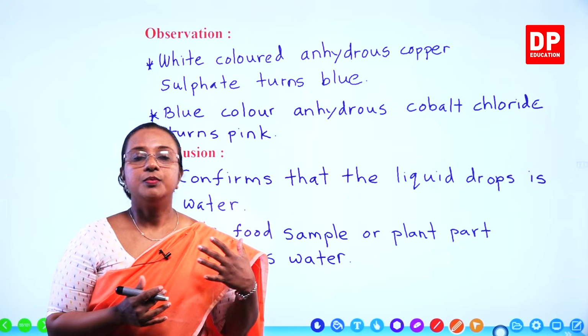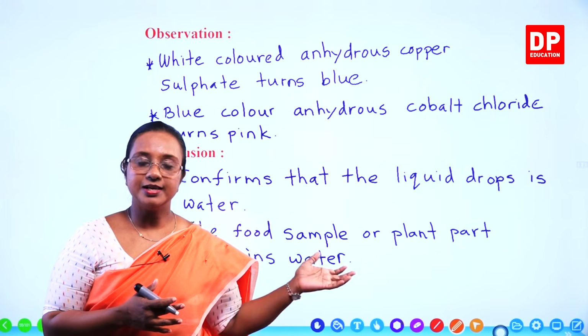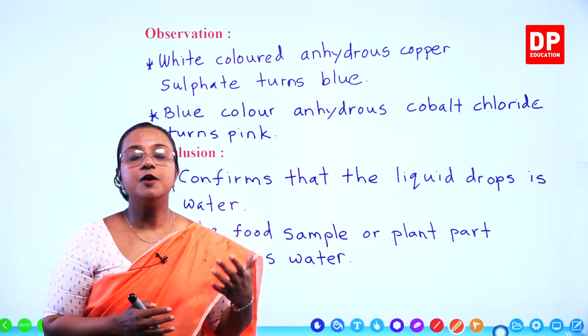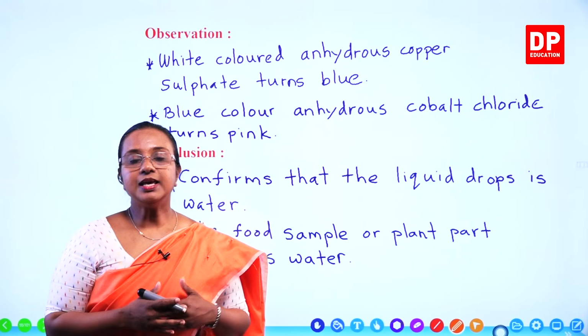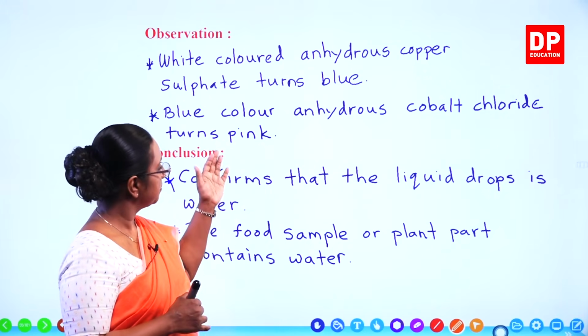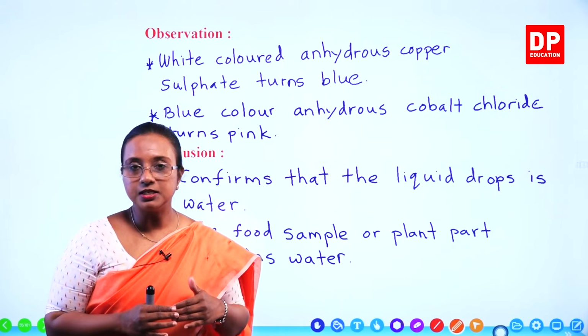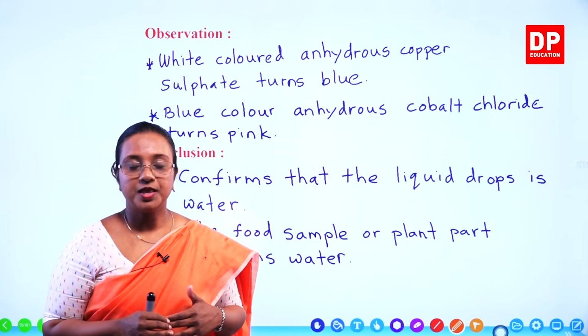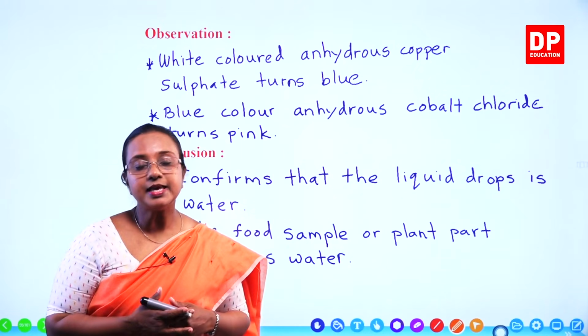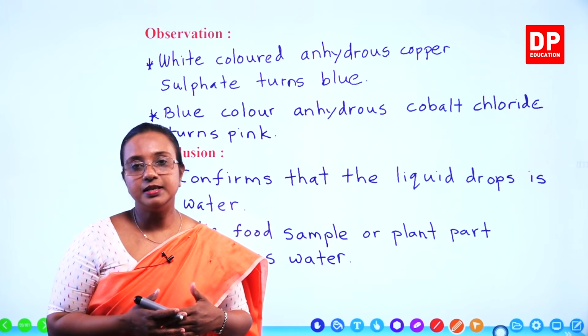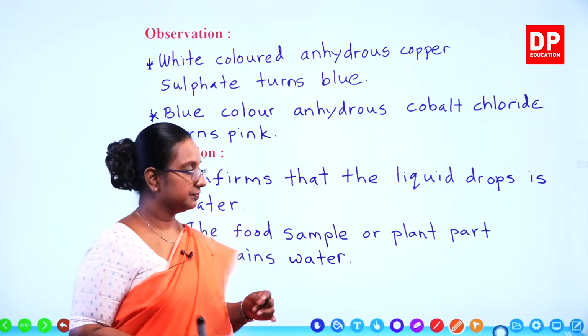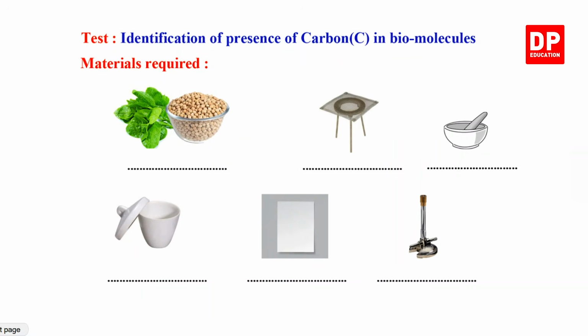So students, we carried out this activity to test the presence of water in food samples. So you saw the observations clearly and you have understood the procedure and the conclusion of this activity. Now let us do the second activity to test for the presence of carbon in biomolecules. So the test, identification of presence of carbon in biomolecules.